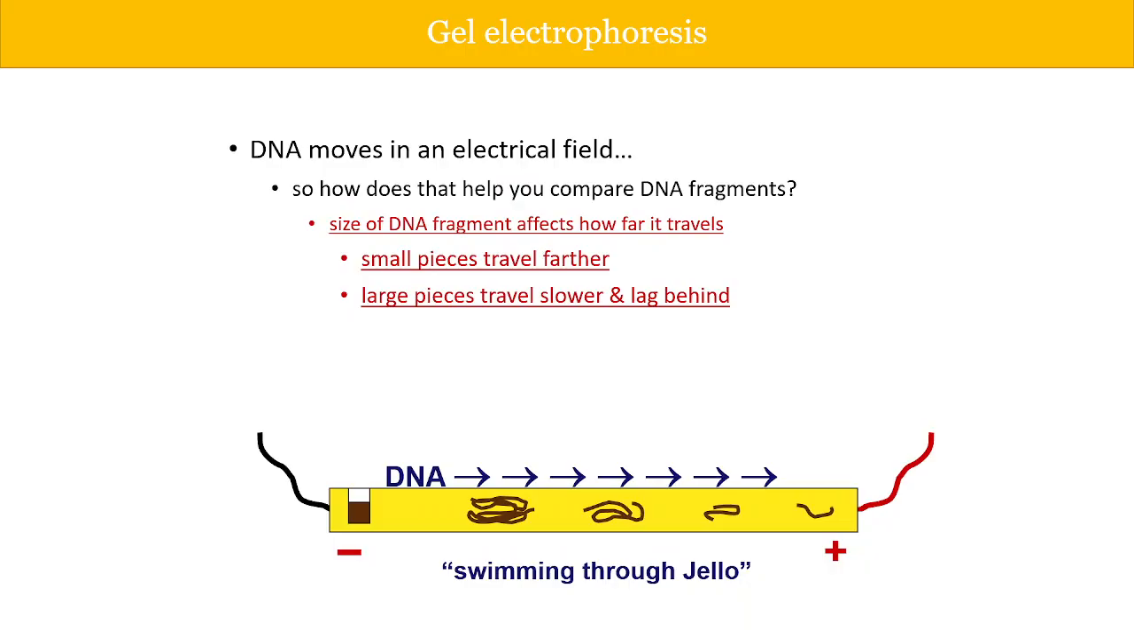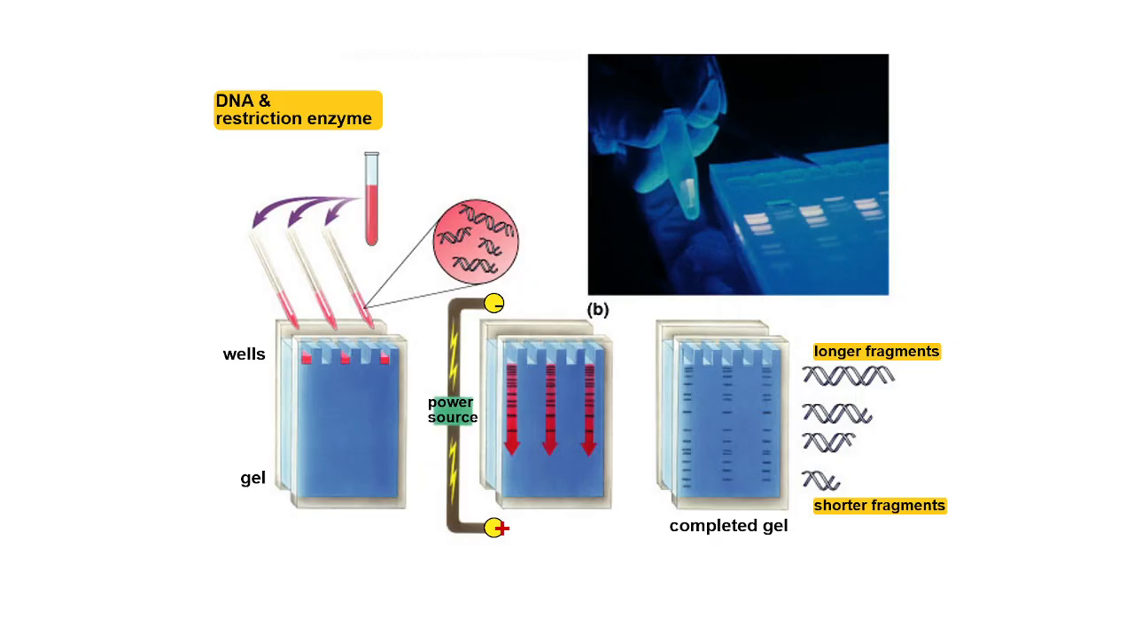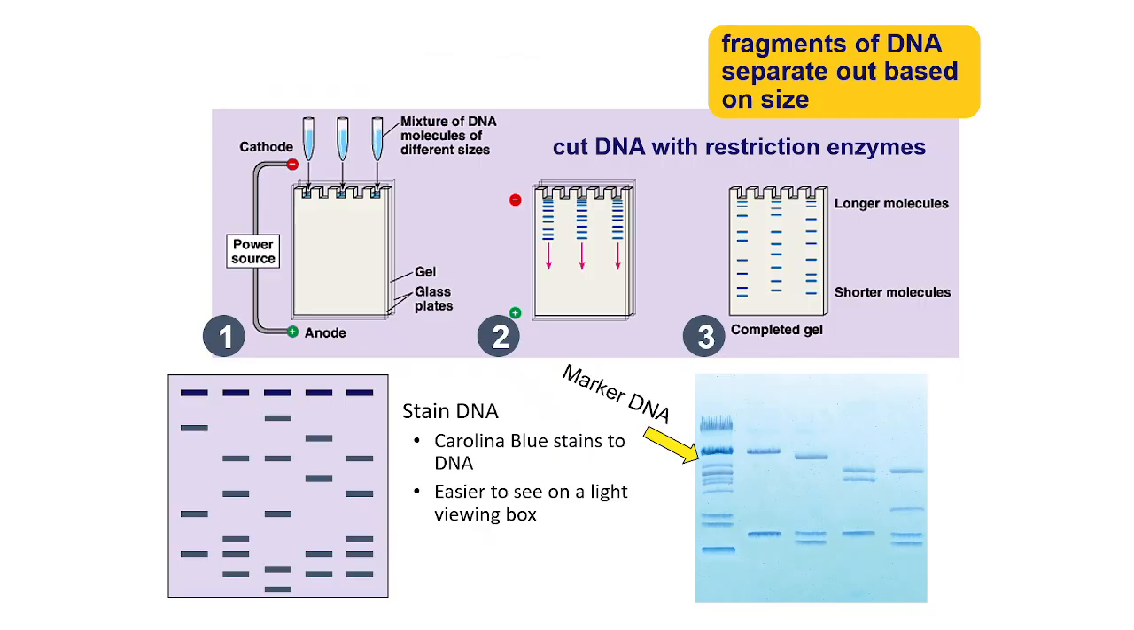So how do you compare the DNA fragments? The size of the DNA fragments affects how far they travel. The smaller pieces travel farther, and the larger pieces travel slower and lag behind. So with DNA and the restriction enzyme, you load them in a well and run it in a gel, and the longer fragments lag behind while the shorter fragments run faster.